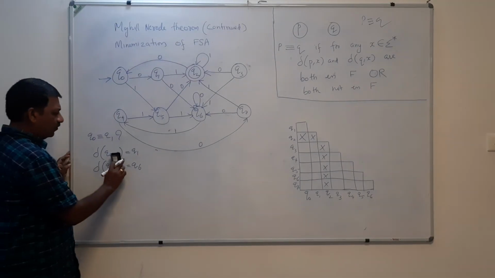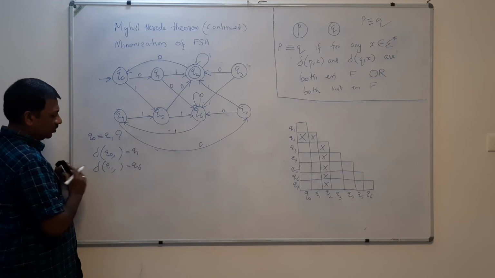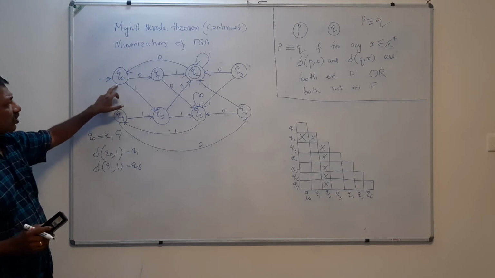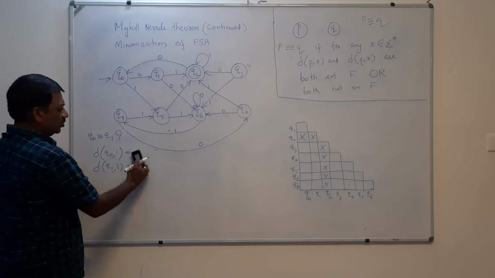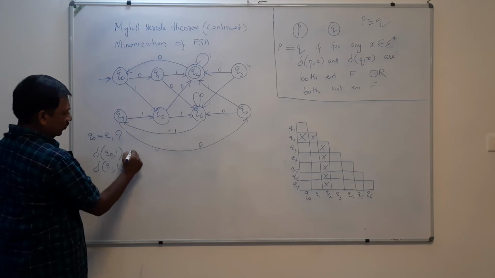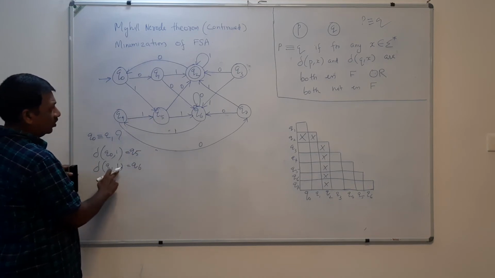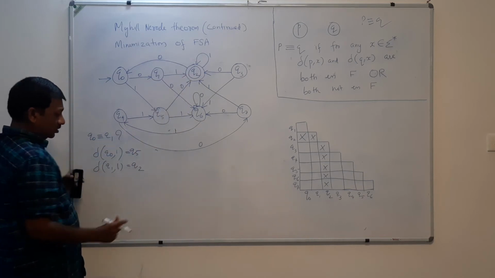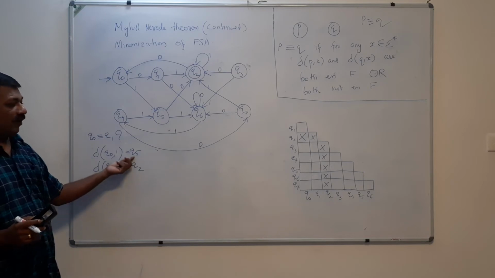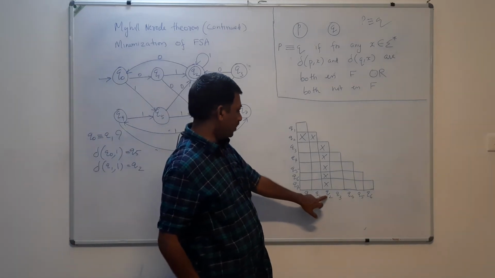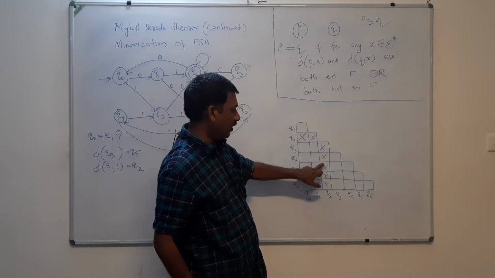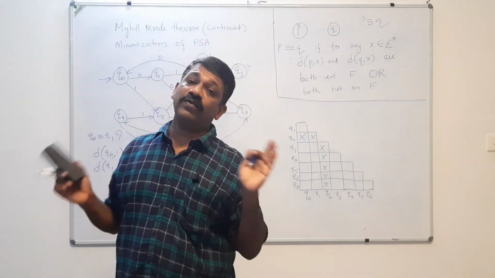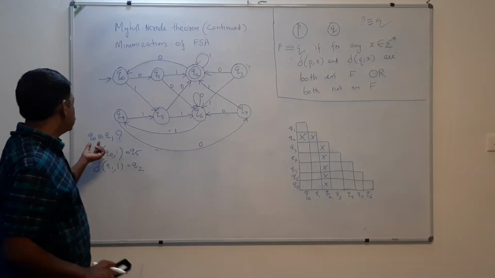Okay. Now we are going to input 1 instead of 0. What will happen? Q0 on 1 is Q5. And Q1 on 1, what will happen? Q1 on 1 is Q2. Now check the entry Q2, Q5. This is the entry Q2, Q5, and Q2 and Q5 are distinguishable. As Q2 and Q5 are distinguishable, these two are distinguishable.